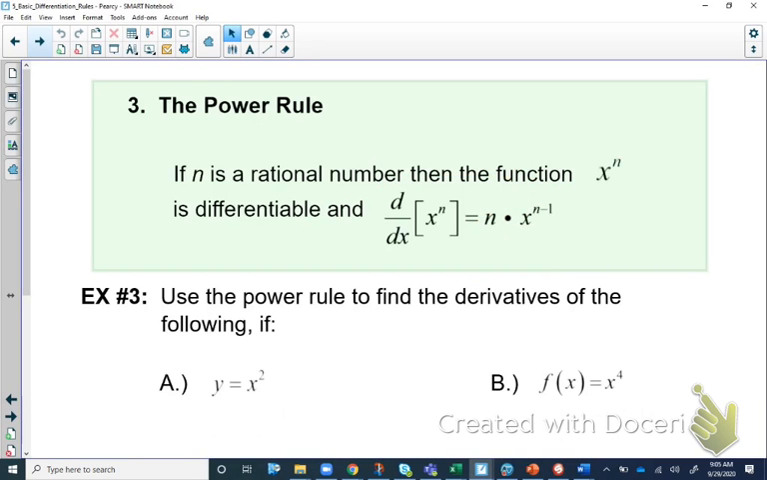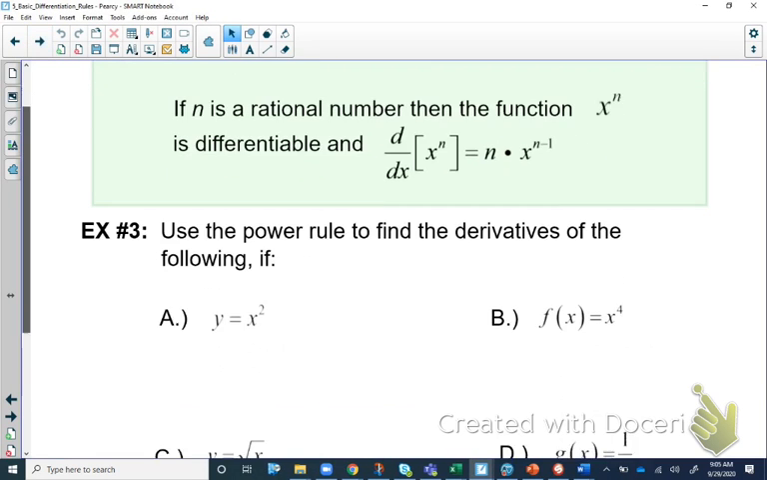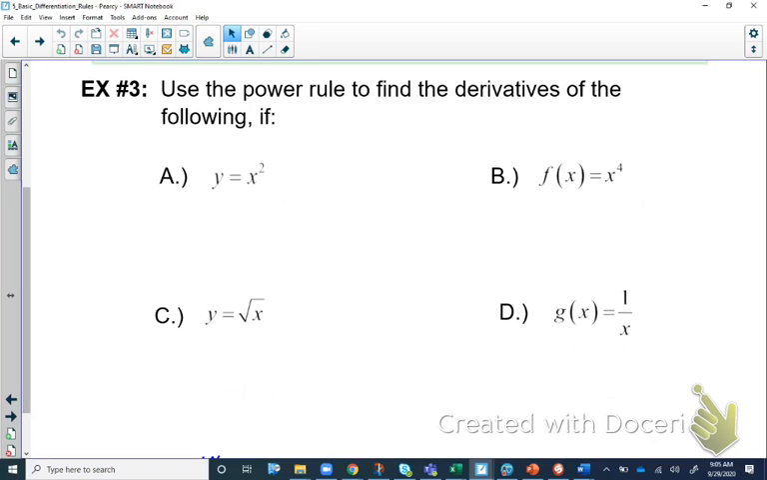So let's take a look at a couple of examples and see if we can use the power rule. Usually kids pick up the power rule pretty quickly, but sometimes we need a little more practice, particularly on problems like C and D. For A and B, we're going to run through these quickly. We're going to take the exponent that's in front.